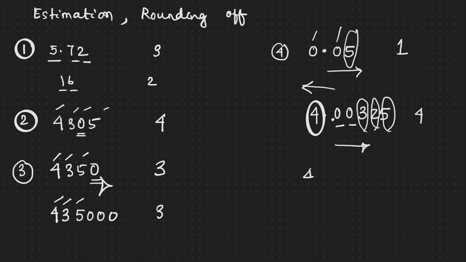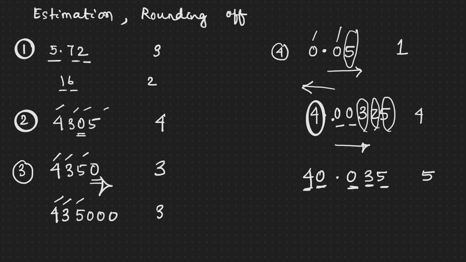Let me write another: 40.035. How many significant digits do you have here? Now we know by the rule, if it is less than 1, then we ignore those zeros. But here I am going to count the zeros: 1, 2, 3, 4, and this one also will be counted. It is 5 significant digits.